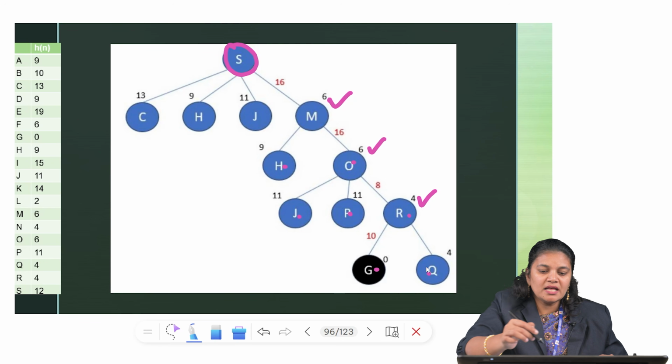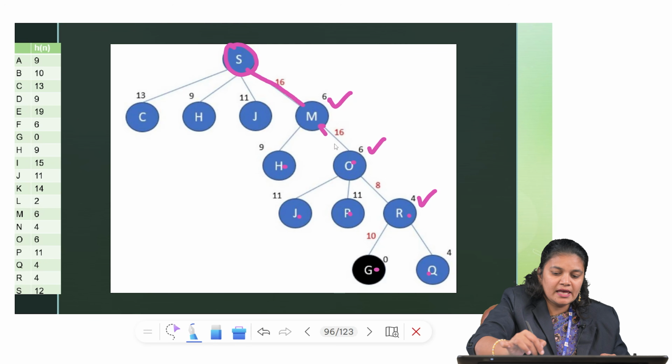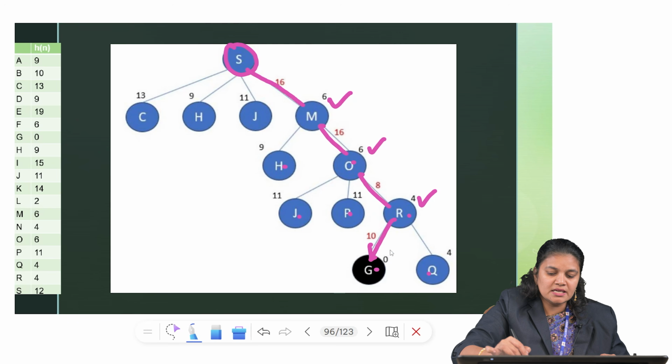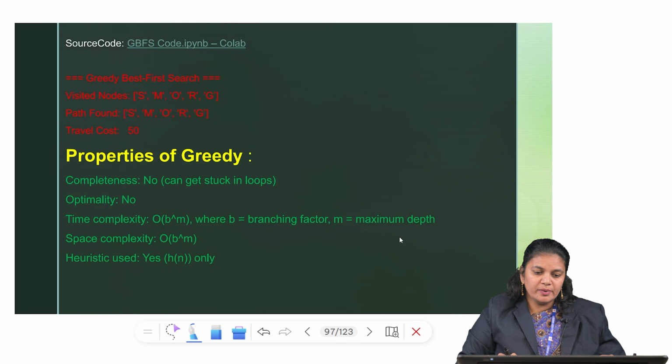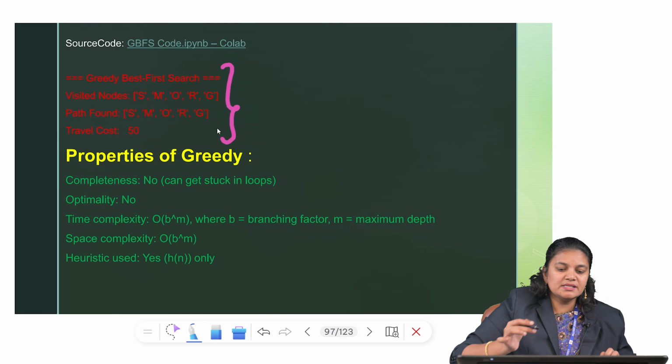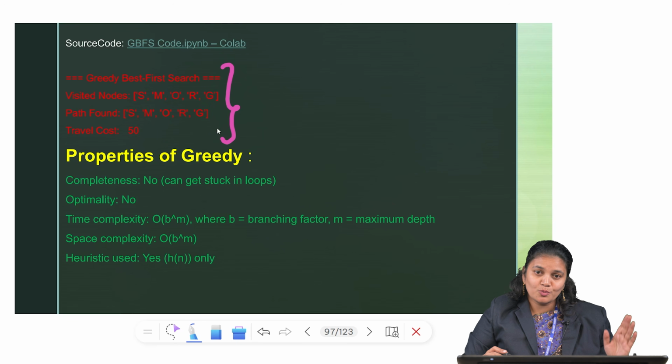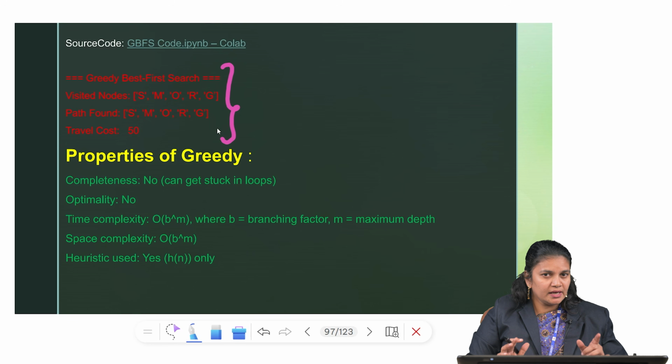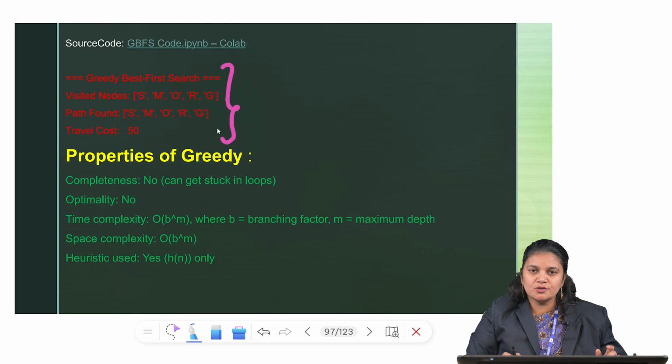How will we write the path? The path will be S, M, O, R and G. So the path cost will be 50. Even though our visited elements are very few, our path cost is more when compared to the previous 2. And we found a solution, we stopped. It doesn't mean that that is the only solution. There are different solutions too. We can tell that the solution found by this greedy best first search is not an optimal solution. We got 2 other solutions which have less path cost.